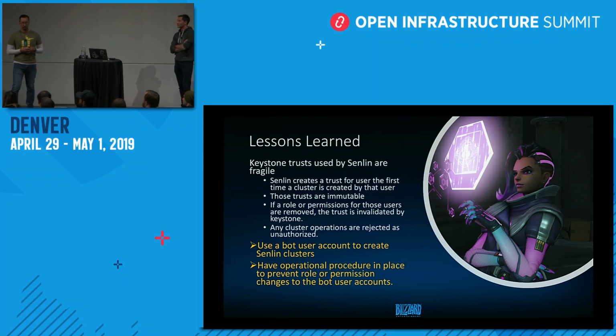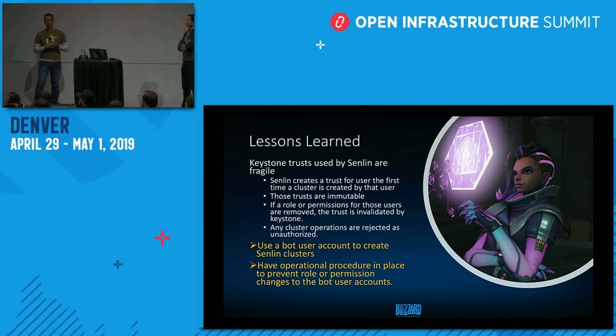So after running autoscaling in production for almost 6 months, there's a few things that we actually learned. The first thing that we saw was that the keystone trusts used by Senlin are very fragile. Whenever a user creates a new cluster, Senlin will create a keystone trust between its own service account and the user. Then when you ask Senlin to scale up or scale down, it will use that trust to perform actions on behalf of that user.